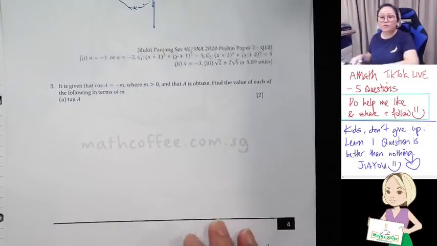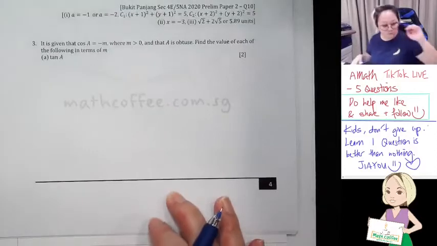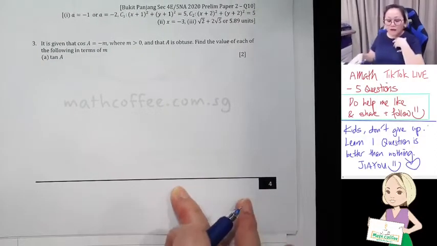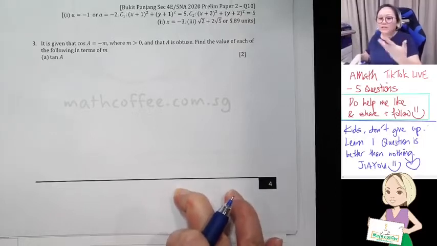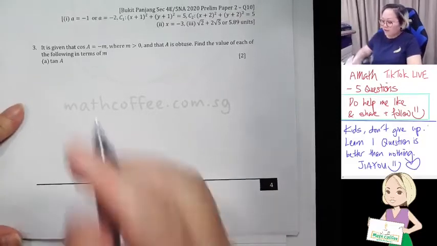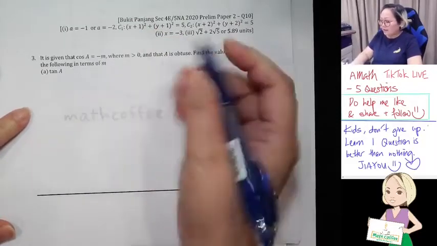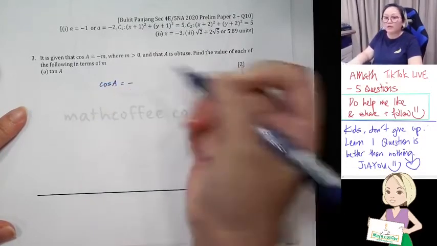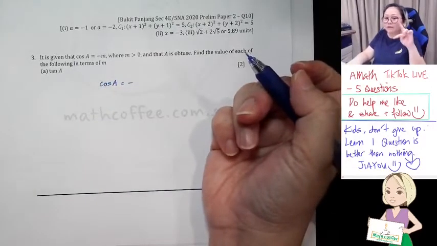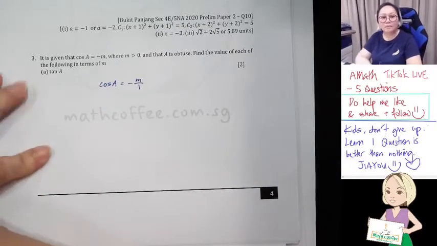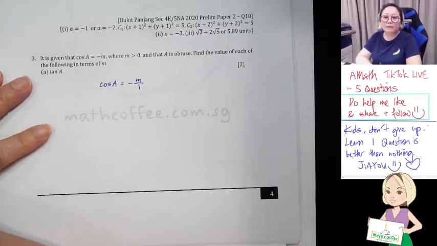Okay, kids, let's move on to the trigo. So, my way of doing trigo might not be the same as your school teacher's, okay? But this is how I do my trigo. So first, they say cosine A is minus m. So I will write cosine A equals minus, and then you know that we always have two numbers, right? So I put minus m over 1, so that I will have two numbers, because we have OA and H.